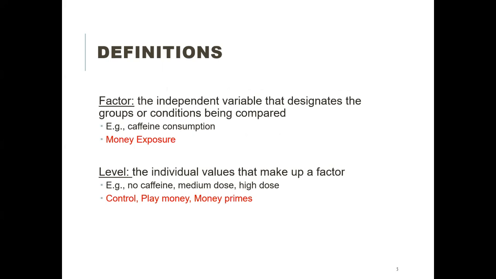So let's remind ourselves too that we have factors and levels when we're talking about ANOVA. The factor is the independent variable that designates the groups or conditions that are being compared. In this example, the factor is the money exposure or the money condition, and the levels are the individual values that make up a factor. So here, we have control, play money, or money prime. Your levels equal the number of means that you have, and your factor equals the number of independent variables that you have.